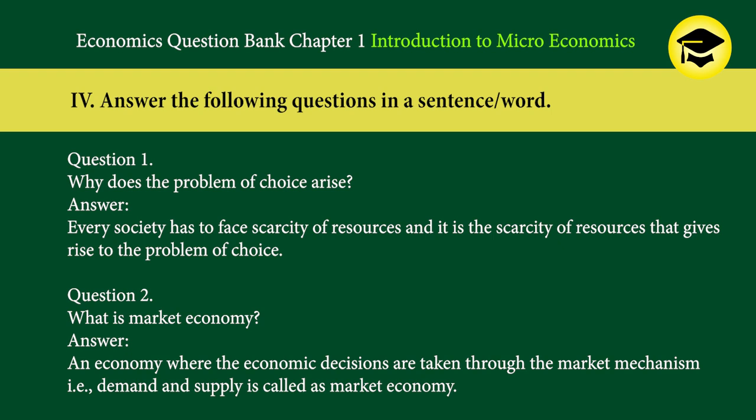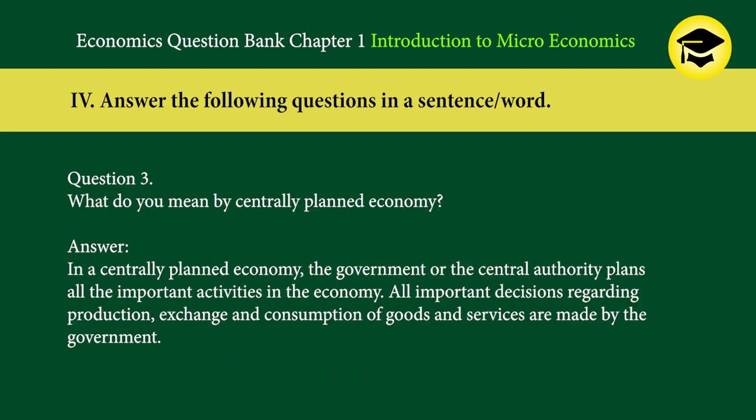Answer. Every society has to face scarcity of resources, and it is the scarcity of resources that gives rise to the problem of choice. Question 2. What is market economy? Answer. An economy where the economic decisions are taken through the market mechanism, i.e., demand and supply, is called a market economy. Question 3. What do you mean by centrally planned economy?